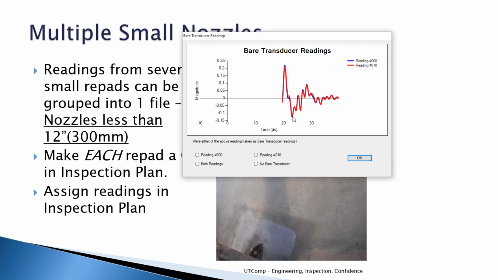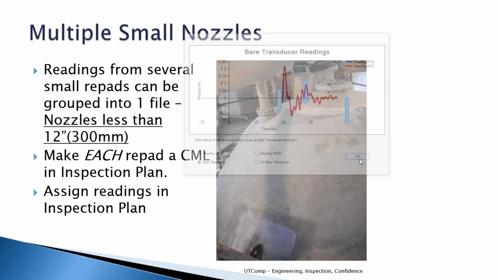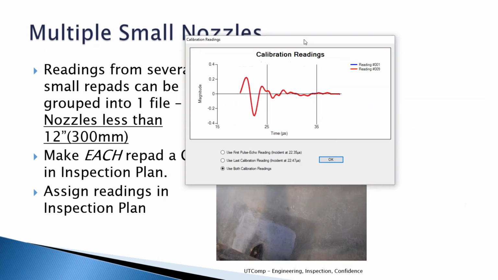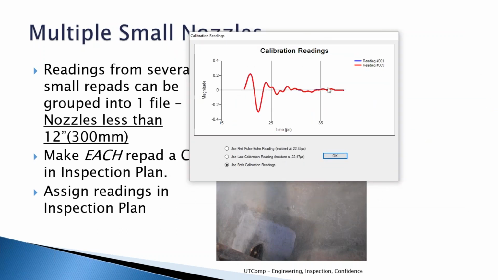You'll be presented with this. It'll be a picture of the bare transducer readings that we infer or guess came from the file. And in fact, you now have a chance to select which ones really are bare transducer readings. One of them, the first one, the last one, both of them, or maybe none. In this case, both of them are bare. And we say, okay. I think we present you with the calibration readings. This is what they look like. They both match, and they match so closely you can't tell one apart. So we'll say use both.